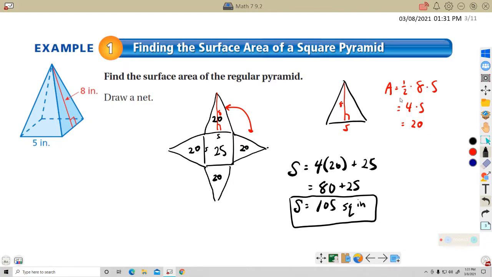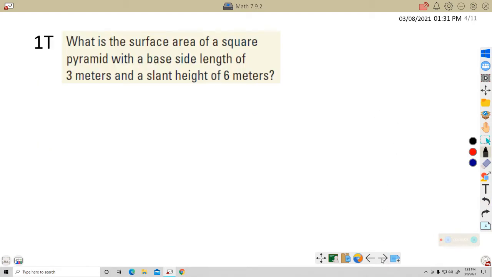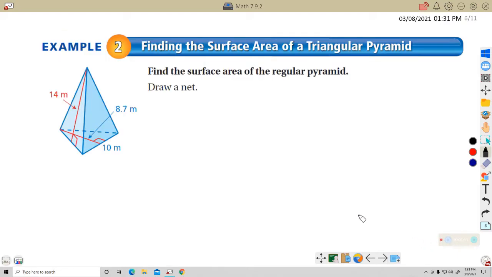But again, hopefully you can do areas of triangles. Try this one. What is the surface area of a square pyramid with a base side of 3 meters and a slant height of 6 meters? See if you can come up with these areas. Okay, pause the video here to finish this one, and I'll join you on the next.